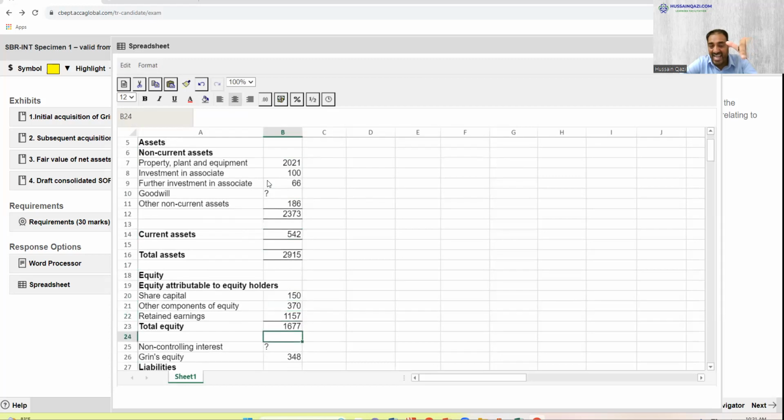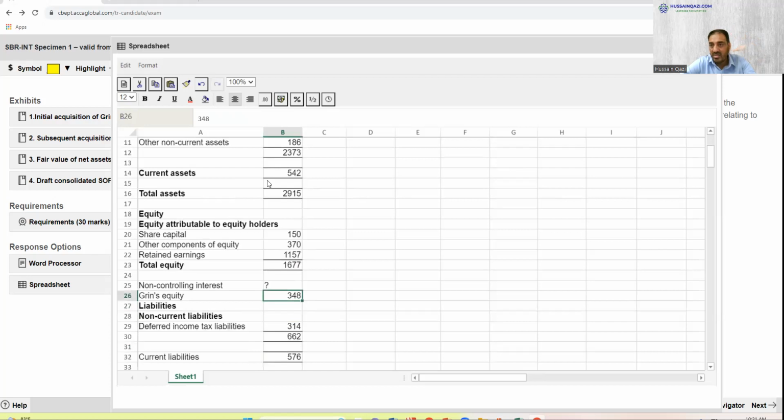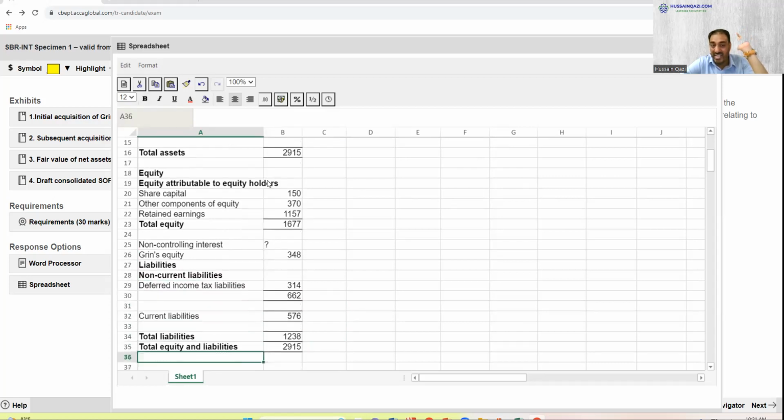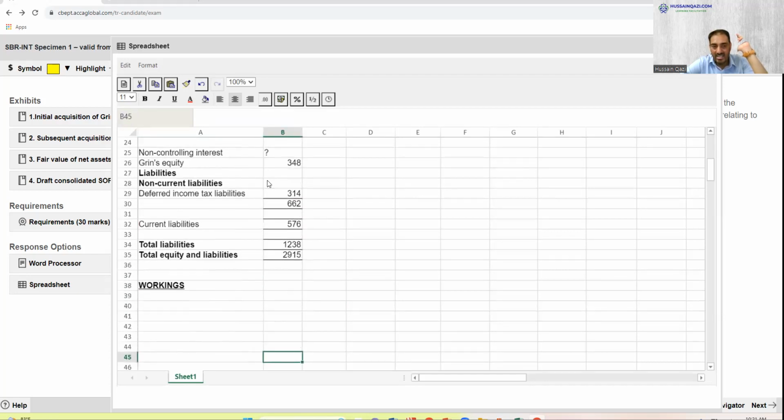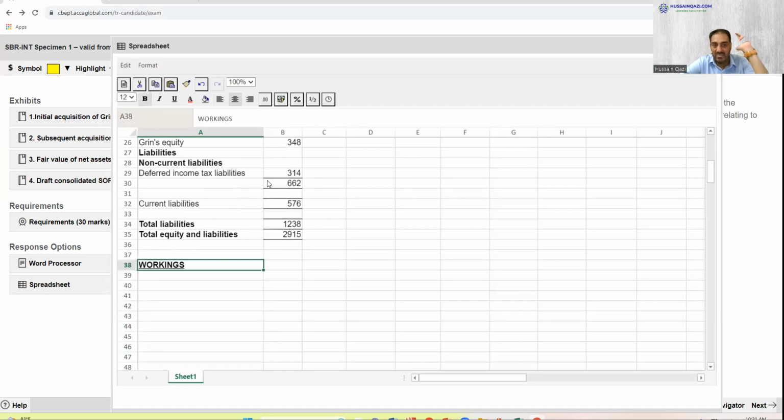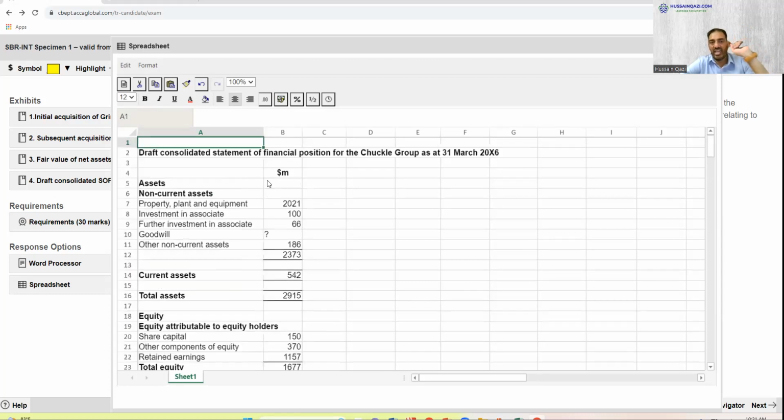And this grants equity at the time of acquisition, this 348. Carefully read this. So this is an error. Need to adjust, need to minus it. Non-current liability, deferred tax liability, we need to make an adjustment here. And with this autofill data, the examiner highlighted that for any workings you need, you have to put your workings here.